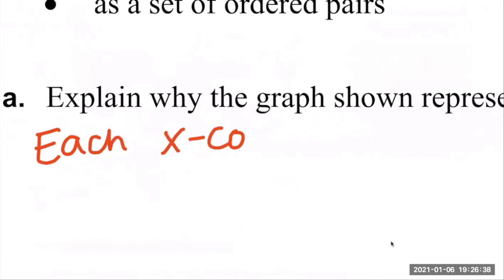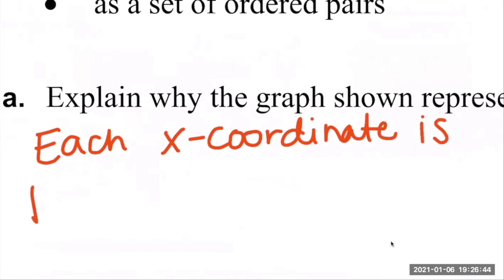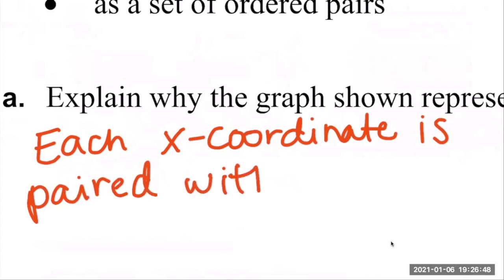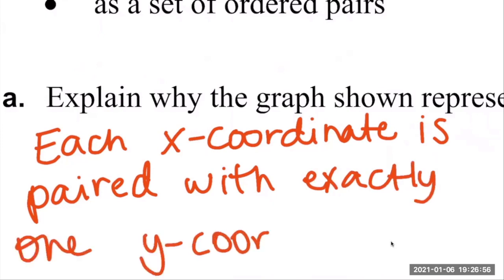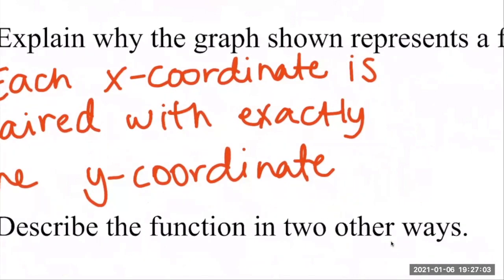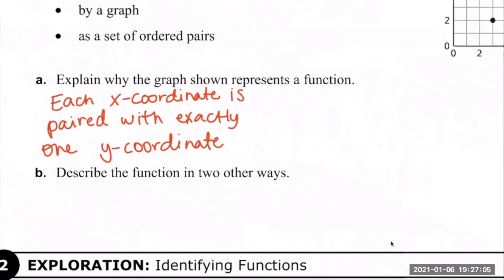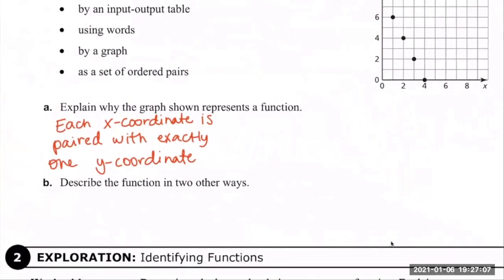x coordinate is paired with exactly one y coordinate. So this is something that was in one of our definitions. And so we have one input and one output. So now we're going to describe this in two other ways.